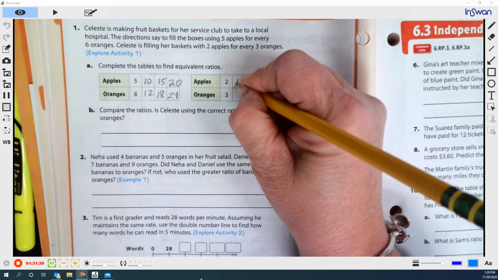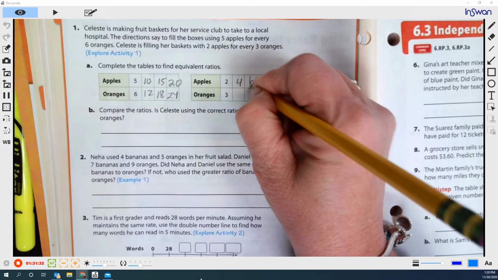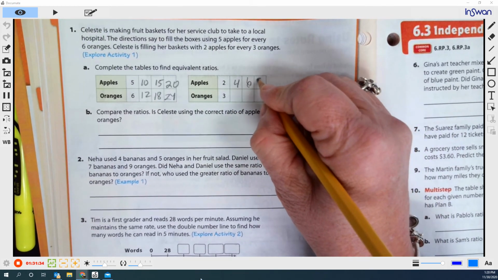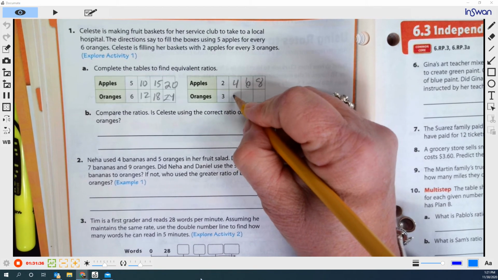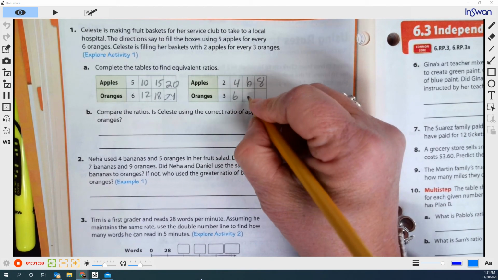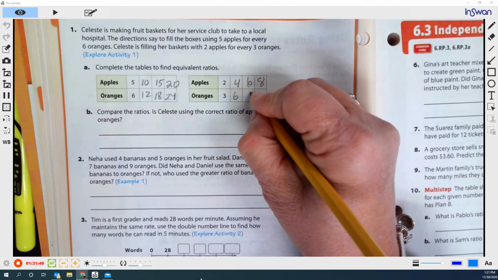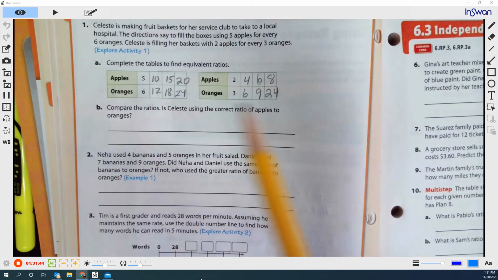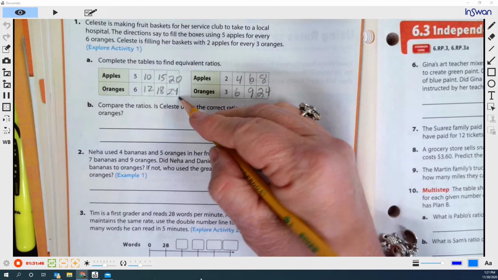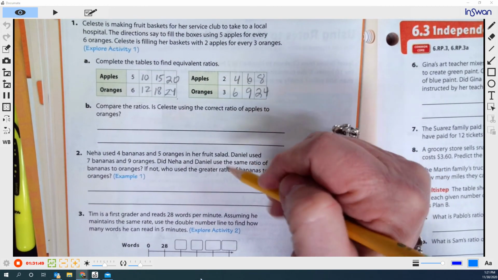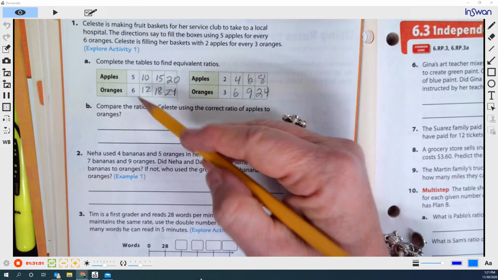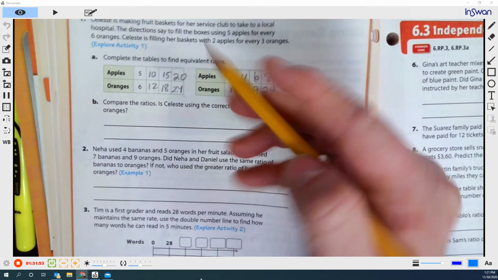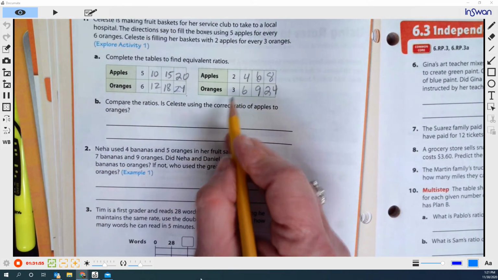Here, 2 times 2 is 4. 2 times 3 is 6. 2 times 4 is 8. 3 times 2 is 6. 3 times 3 is 9. 3 times 8 is 24. Well, you can see here we have the common denominator of 24 on these. And we also have a common denominator of 6. So we could do either one and they would be the same.